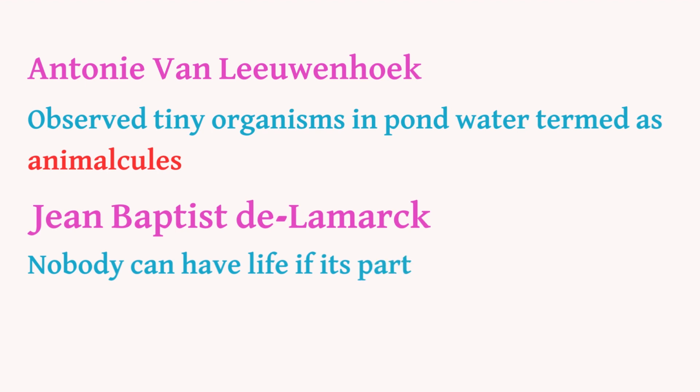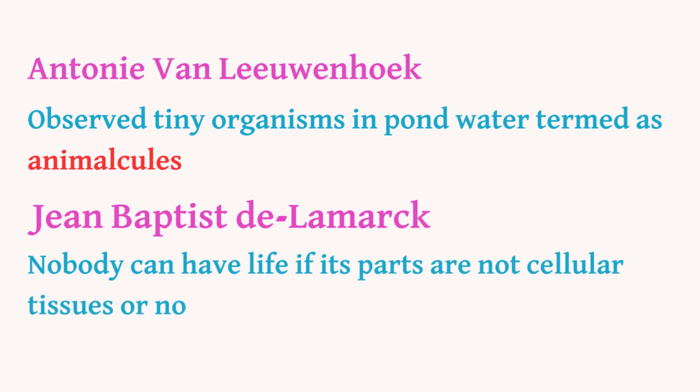Antoine van Leeuwenhoek. He is a Dutch naturalist and he observed tiny organisms in pond water under his microscope. He termed these organisms animalcules. Jean-Baptiste de Lamarck. In 1809, he proposed that nobody can have life if its parts are not cellular tissues or not formed by cellular tissues.